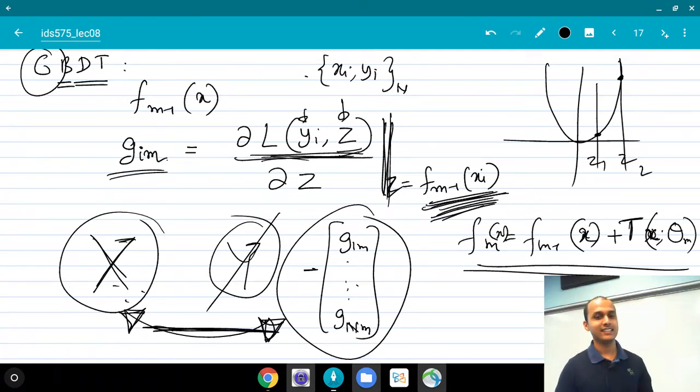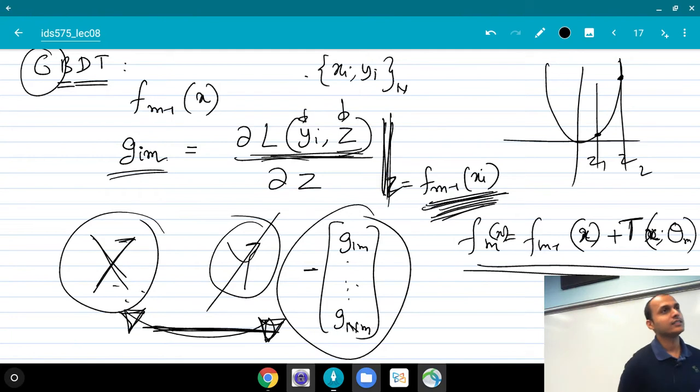The derivative you're taking there of the loss function, you have to set that equal to 0 in order to get the values? No, you don't have to set it equal to 0. I'm not setting the gradient equal to 0 here. I'm getting the gradient value itself. I'm not trying to solve for something here.